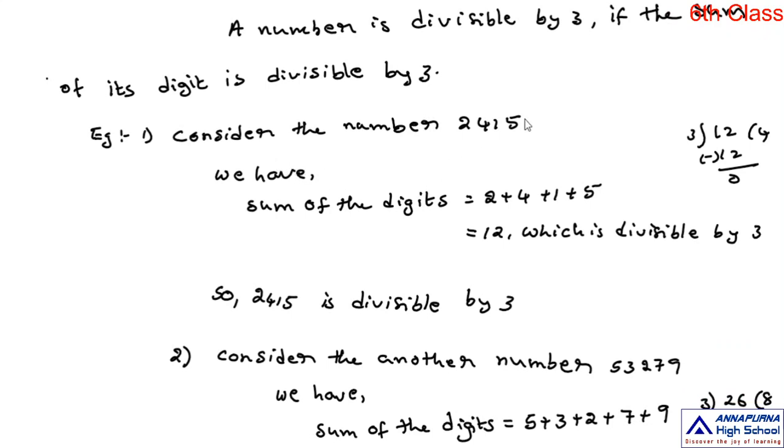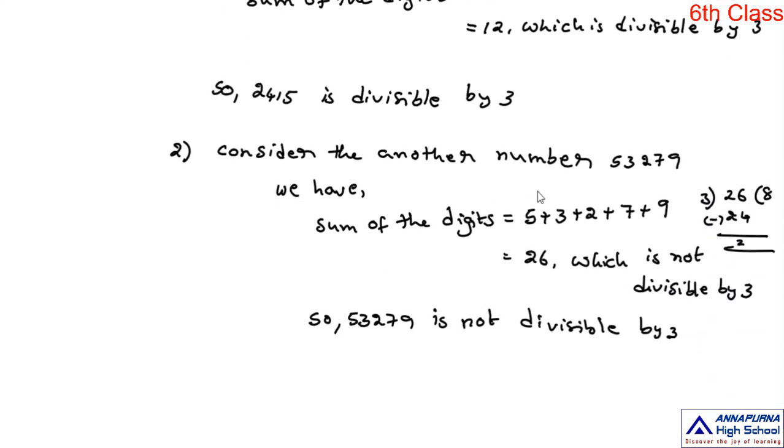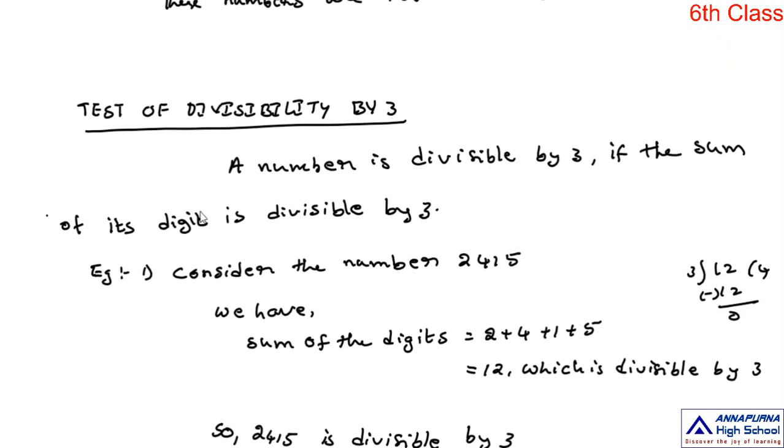Already I explained these two examples. Consider the number 2415. The sum of its digits is 12, which is divisible by 3. So the given number 2415 is divisible by 3. Consider another number, 53,279. First we find the sum of the digits, that is 26. 26 is not divisible by 3 because the remainder is 2. So the given number 53,279 is not divisible by 3. This is the test of divisibility by 3.